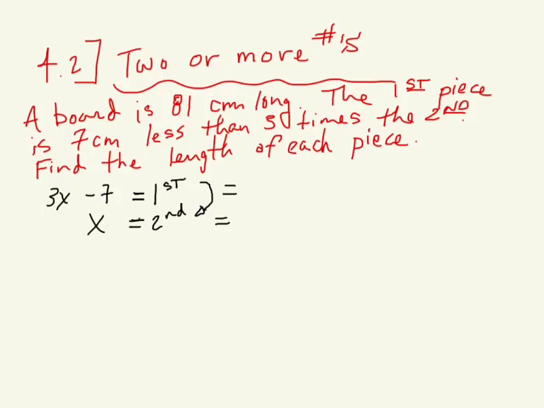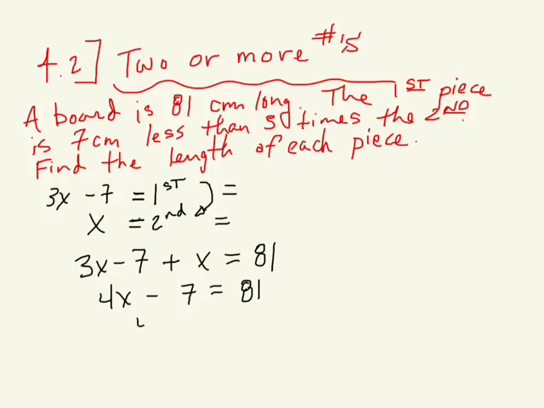Now know this, that if you put this board together, this first piece plus this second piece is going to equal how long the board is, 81. So we're going to do that real quickly. We're going to do 3x minus 7 plus the second piece, which is x. That gives us 81 centimeters. Going to combine like terms. We've got 4x minus 7 equals 81.